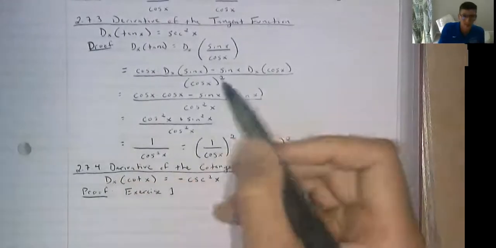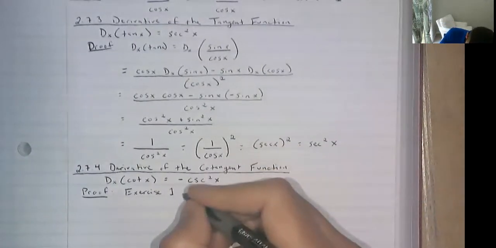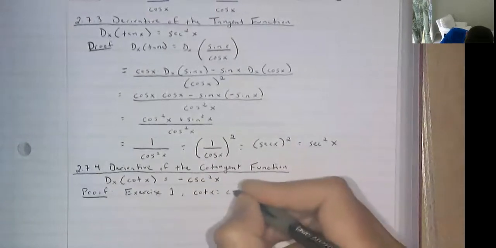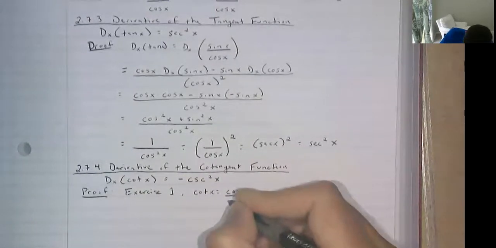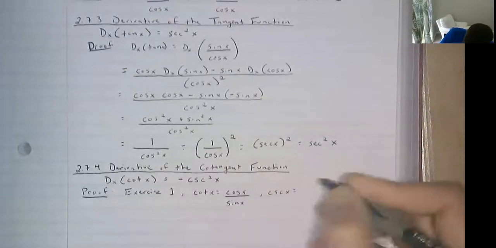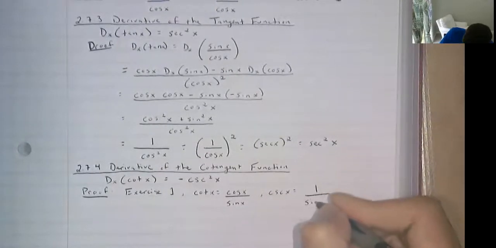And you'll use this as sort of a template. Just recalling that the cotangent of x is the cosine of x over the sine of x, and that the cosecant of x is the reciprocal of the sine.